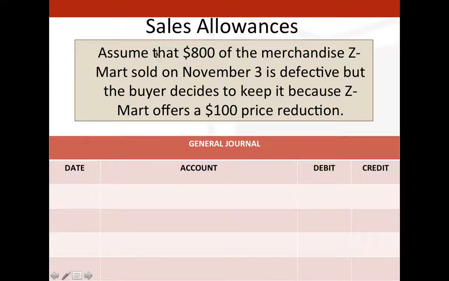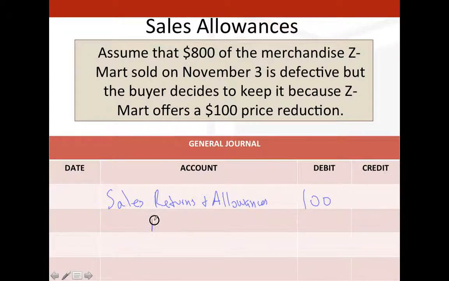To give you an example, this time we have a sales allowance. Assume that $800 of the merchandise Z-Mart sold on November 3rd is defective, but the buyer decides to keep it because Z-Mart offers a $100 price reduction. So all we have to do here is hit that new account, Sales Returns and Allowances, for $100.